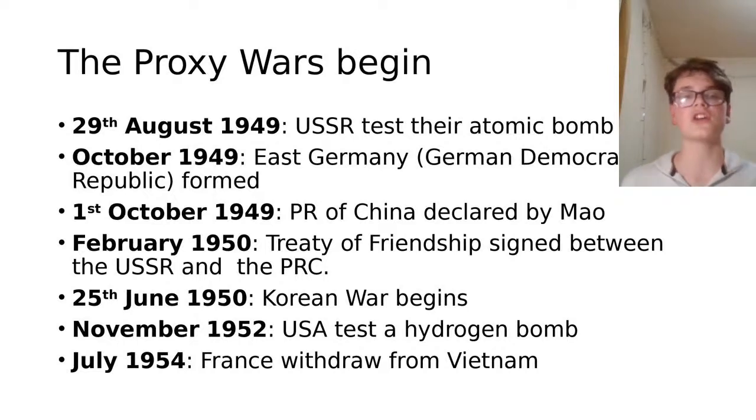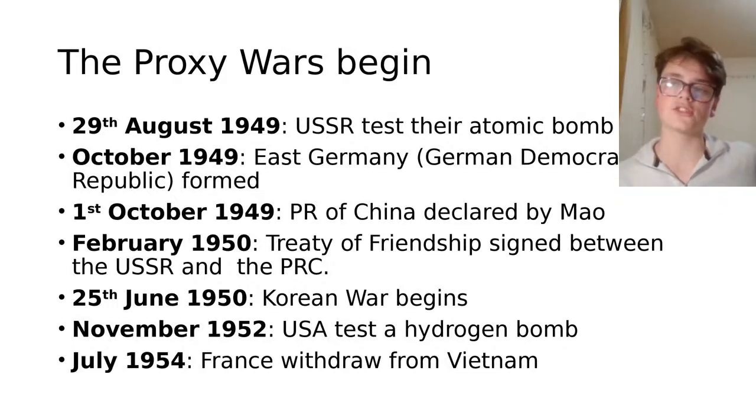And on the 29th of August 1949, USSR finally tests that atomic bomb. USA made a prediction that it would take at least 7 years for USSR to catch up. But through espionage, USSR can catch up in just 4 years. And in October of the same year, East Germany, or the German Democratic Republic, or DDR, Deutsche Demokratische Republik, is formed. And on the 1st of October 1949, containment fails as the People's Republic of China is declared by Mao Zedong. It's a failure of containment, as the USA supported Chiang Kai-shek, who flees to Taiwan.